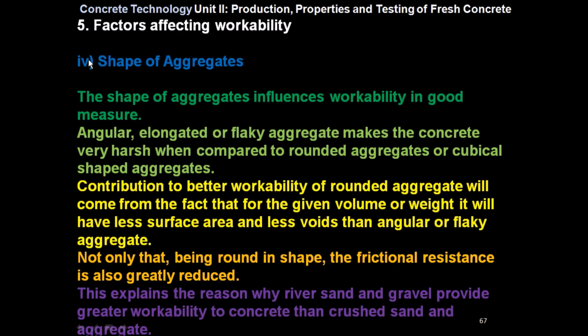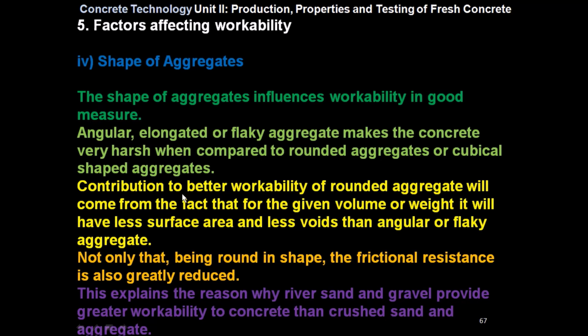Now we will see the fourth factor affecting the workability, which is the shape of the aggregates. The shape of aggregates influences workability in good measure. Angular, elongated or flaky aggregate makes the concrete very harsh when compared to the rounded aggregates or cubical shaped aggregates.